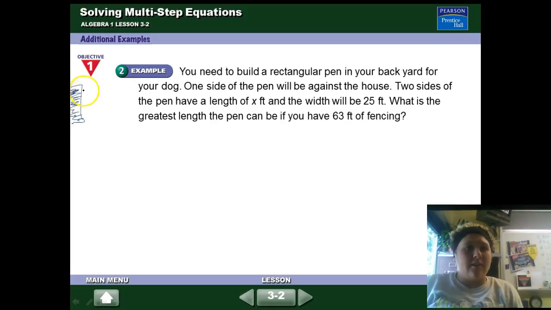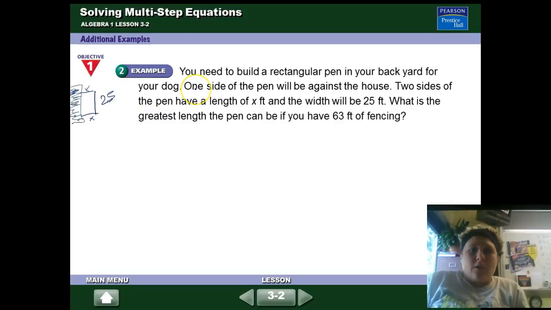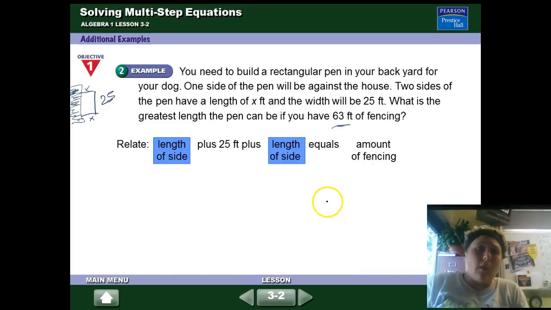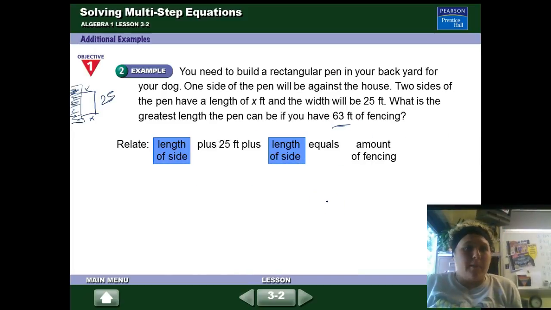And then two sides are going to have a length of x, so this is going to be length x, and it's going to have a width of, alright, so what is the biggest length this x can be and still only use my 63 feet of fencing? Well, what's my equation going to be? That's the first thing. Take the information you know, kick it into an equation. What is that going to look like?